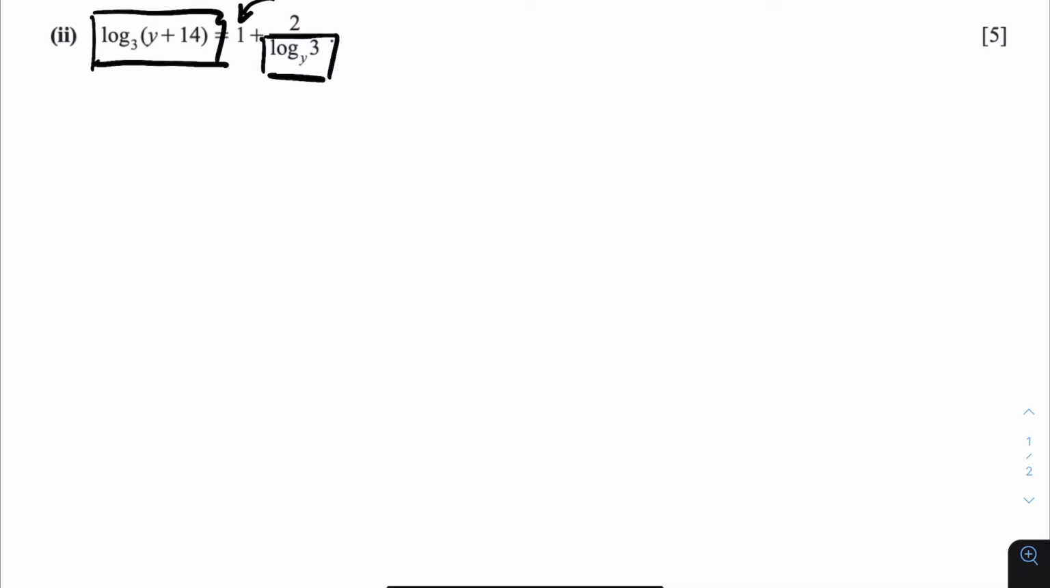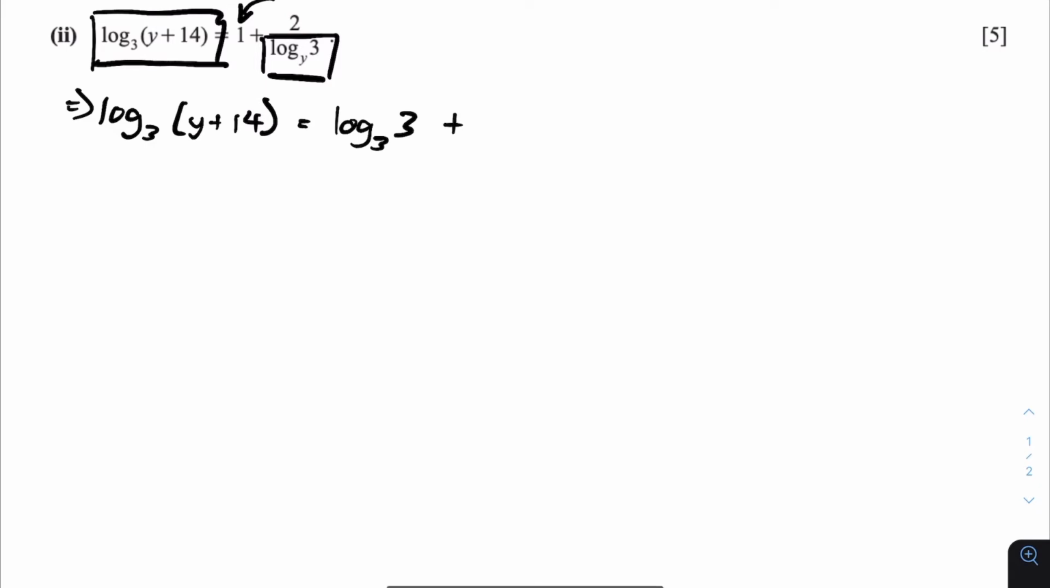Well, I always think it's much, much easier if you put something to the base of a number that we already know. So I would say we would go with the base 3. So we can rewrite this as log 3 of (y plus 14). And then if we're making one logarithm, well, it's just log 3, 3. Because 3 to the power of x is equal to 3, then x is obviously 1.